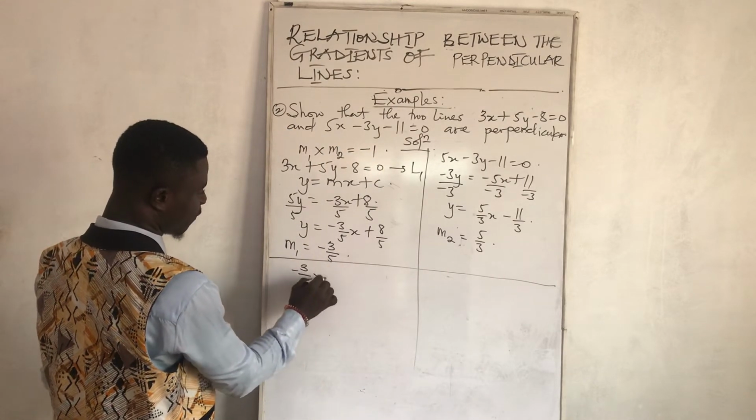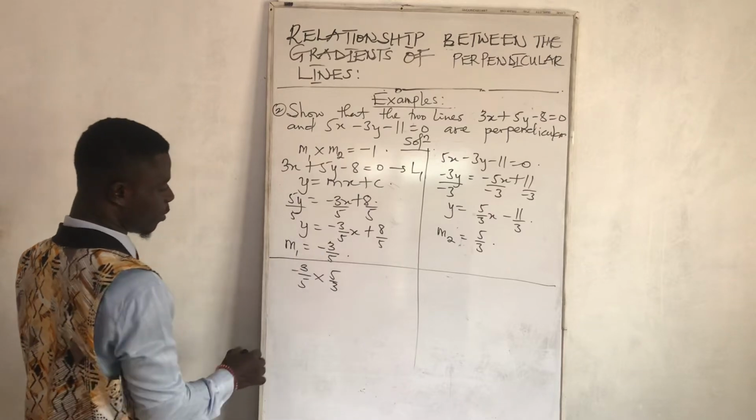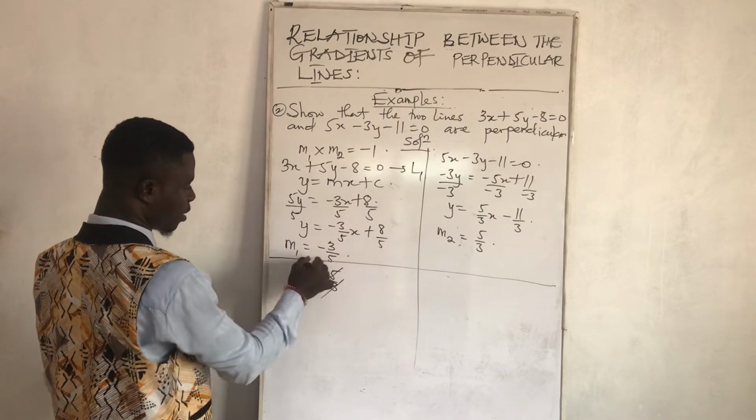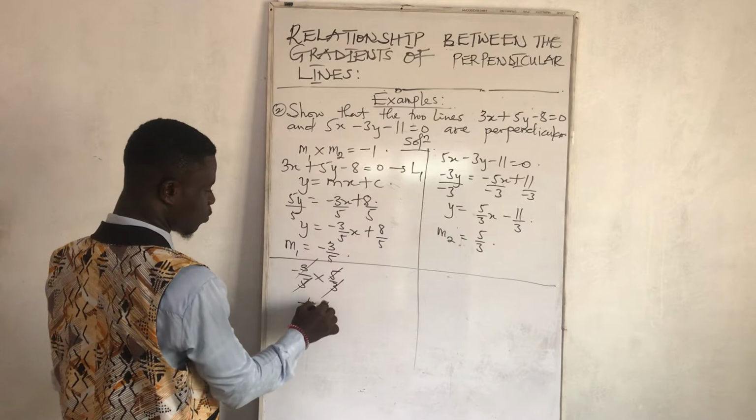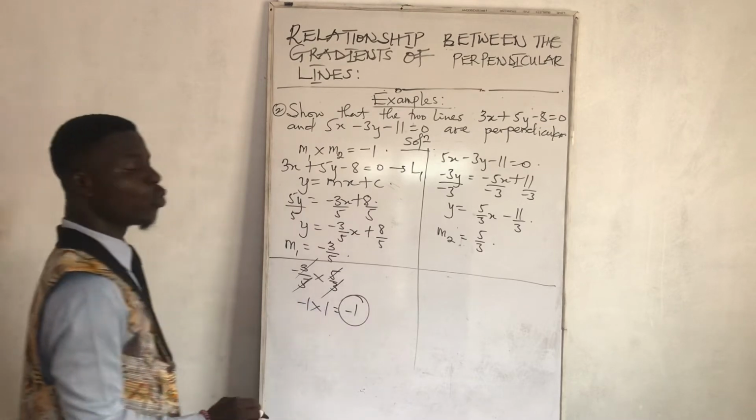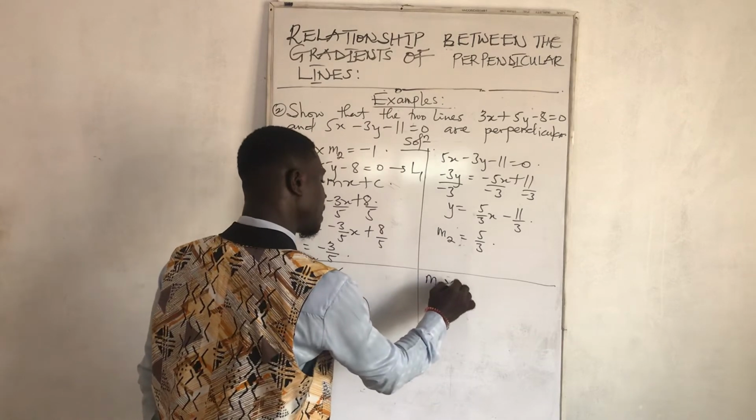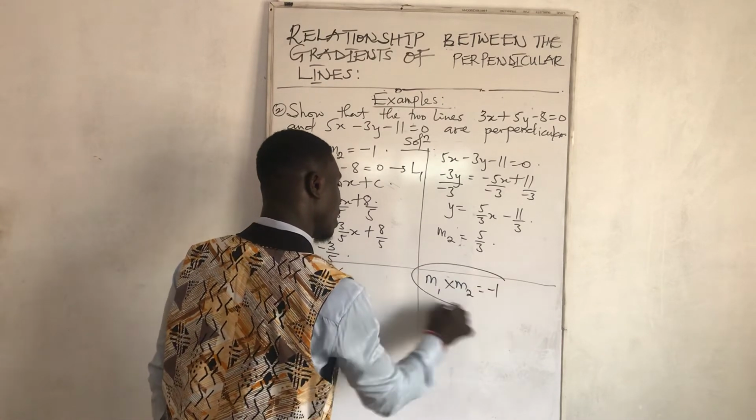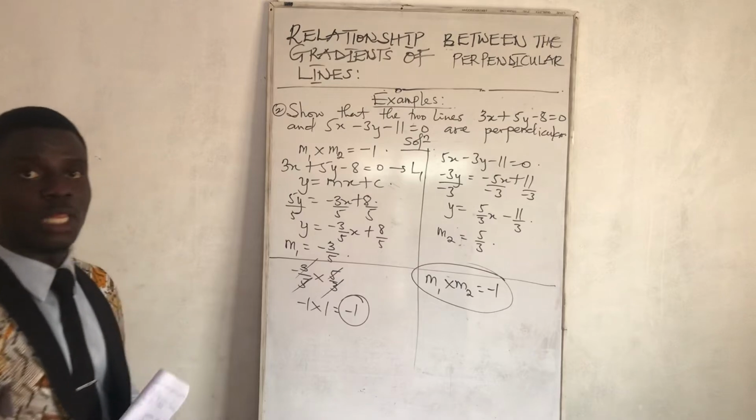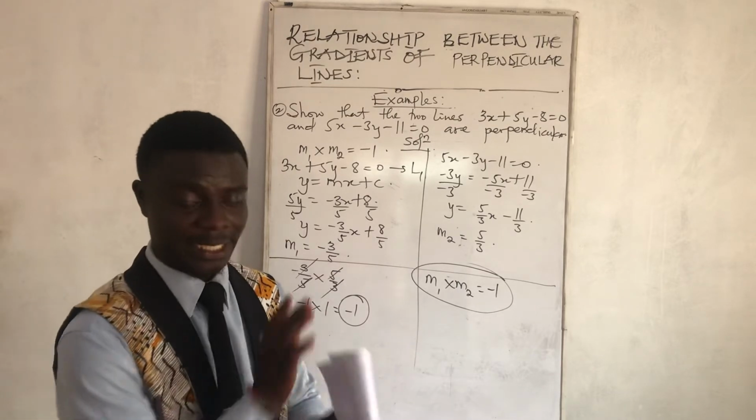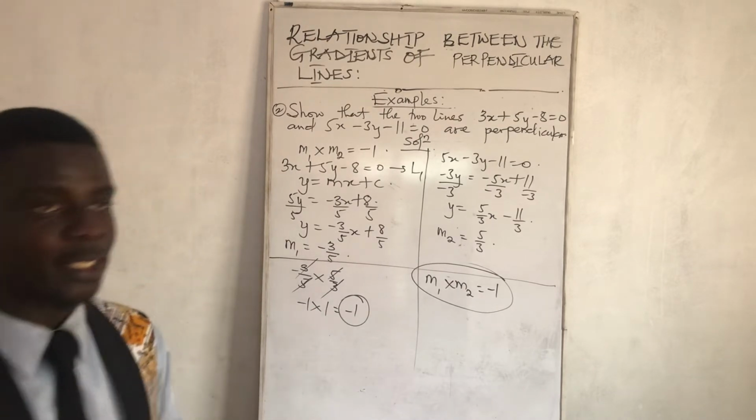-3/5 times 5/3. Let's see whether we get -1. This one cancels, so we have -1 times 1, which is -1. So we can conclude that since m1 times m2 gives -1, the two lines are perpendicular. So can you watch it carefully?